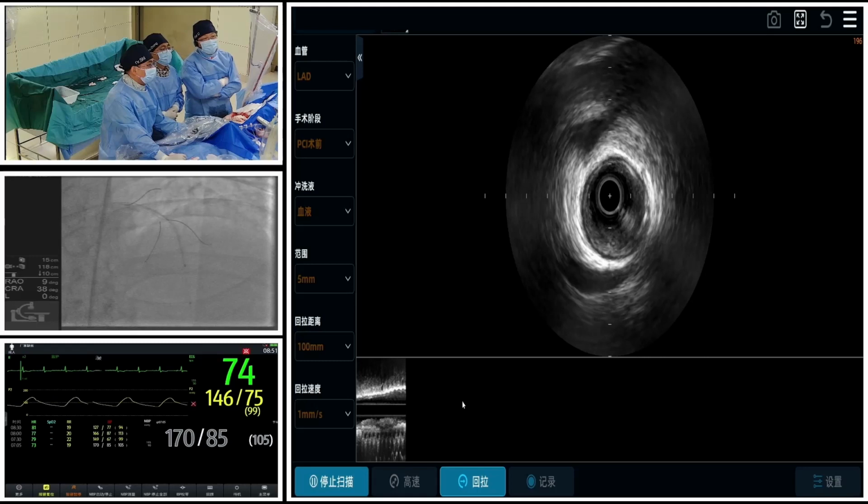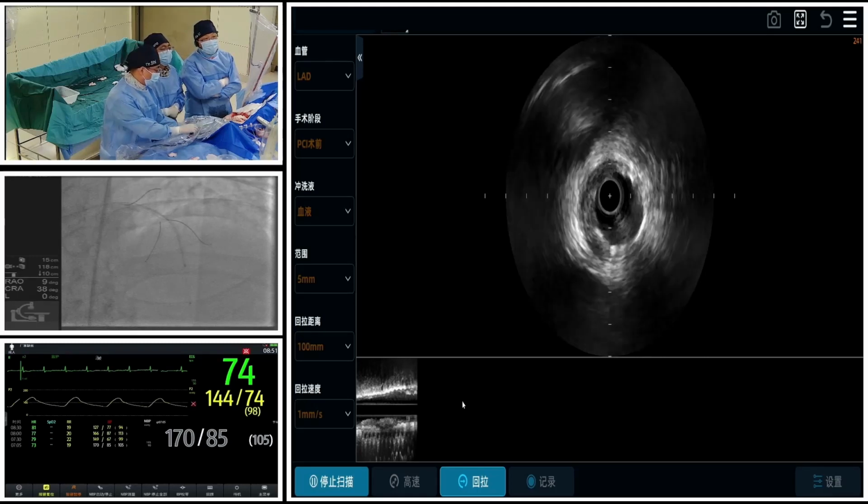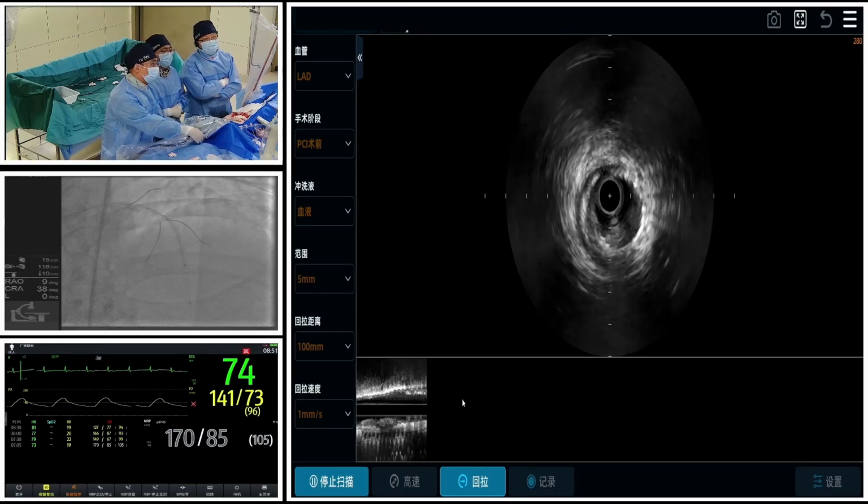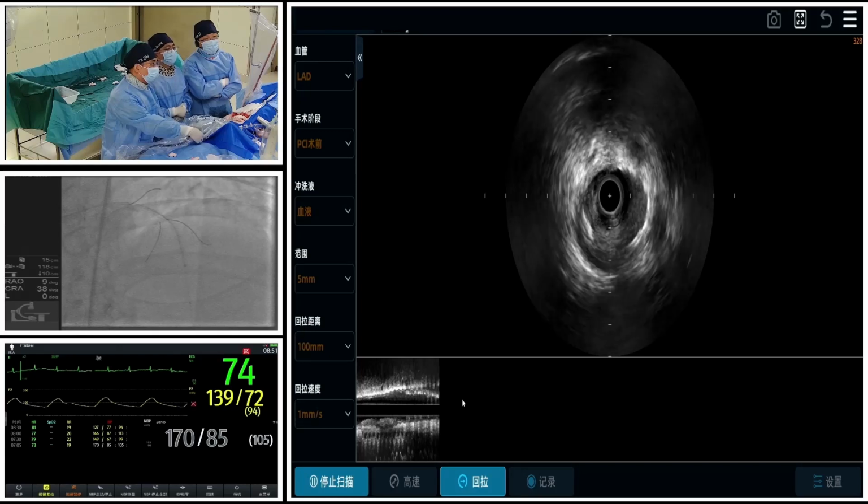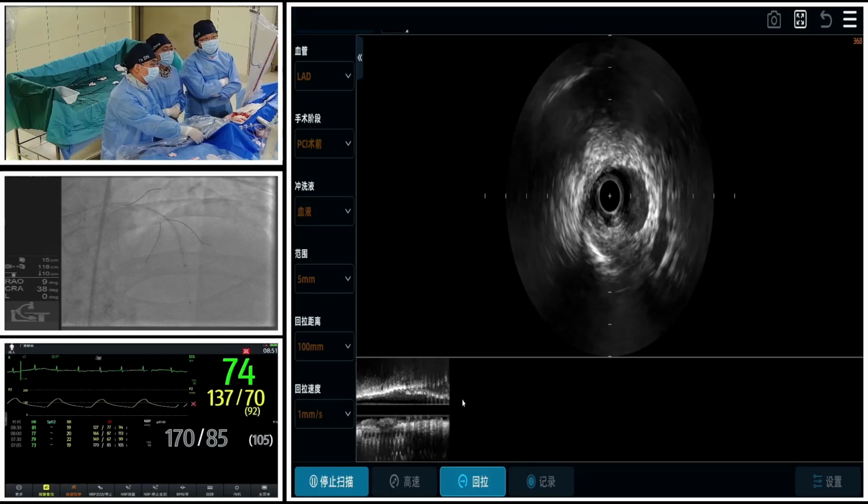I think, Professor, you just landed on the perfect landing zone. The landing zone is perfect. There is no dissection. There is no hematoma at the distal edge of the stent.